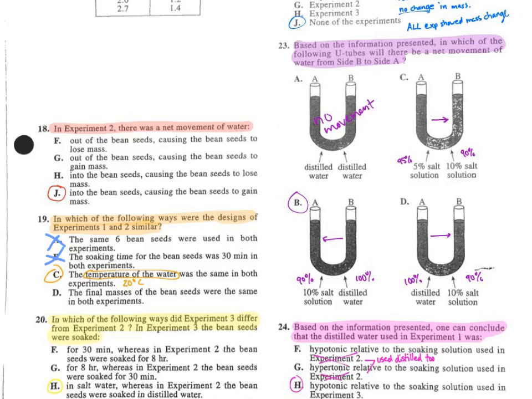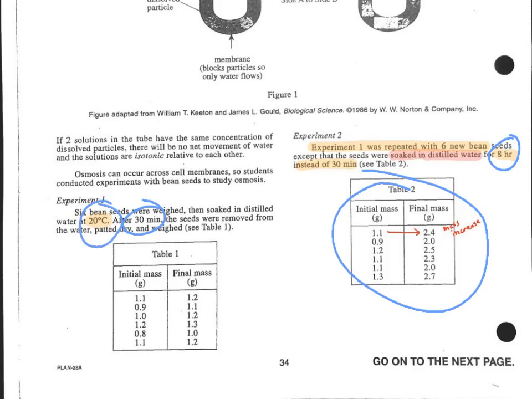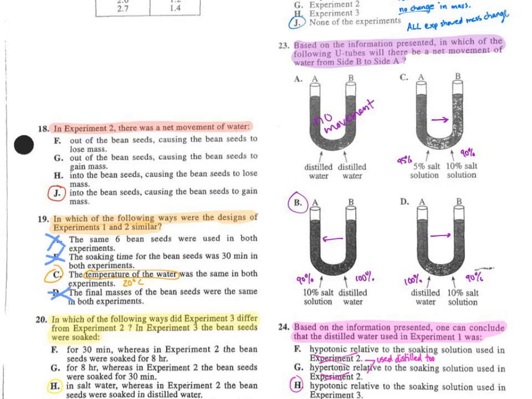The final mass of the bean seeds were the same. That is definitely not true. The temperature of the water is the same. Now it mentions the temperature in experiment 1. It doesn't mention the temperature in experiment 2, but it says that experiment 1 was repeated, and the only difference was time. So you can assume that the temperature was also the same for experiment 2.